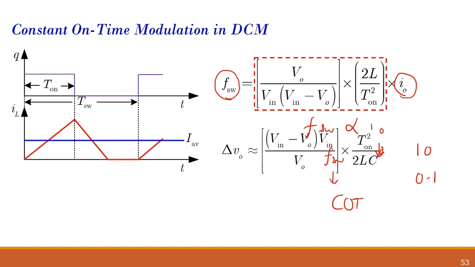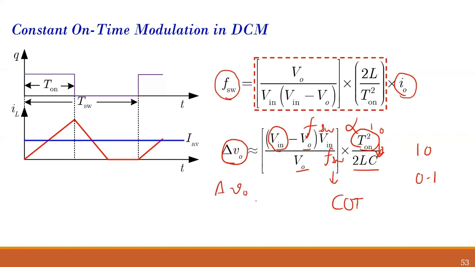But there is a drawback. Your output voltage ripple depends on my input and output voltages, etc. My on time is fixed. L and C are fixed. Output voltage also might be fixed, because it is regulated. But as my input voltage changes, my output voltage ripple will change.